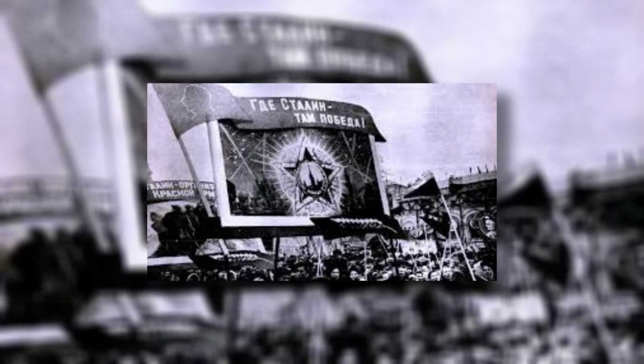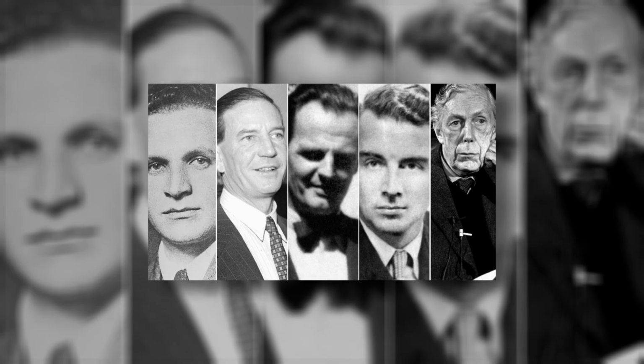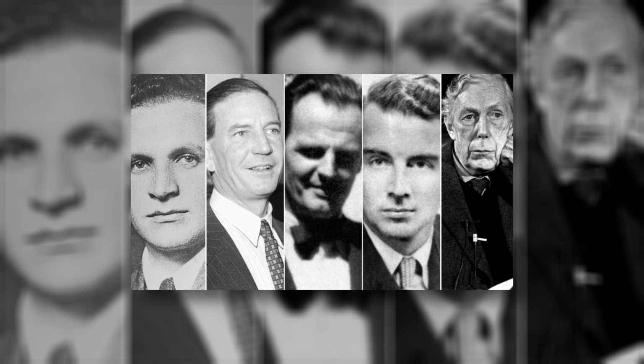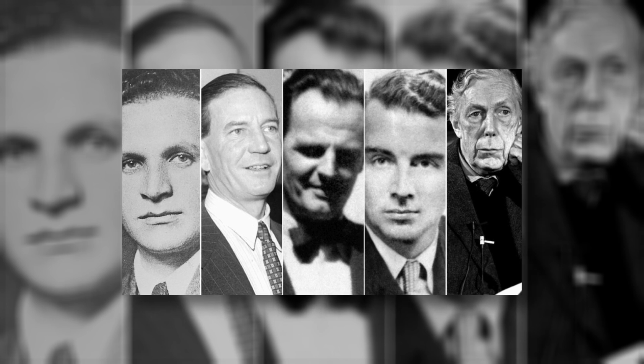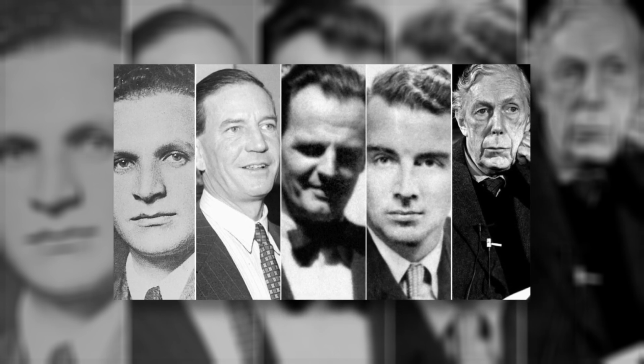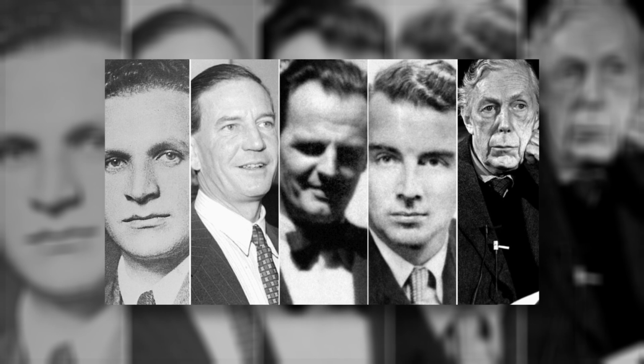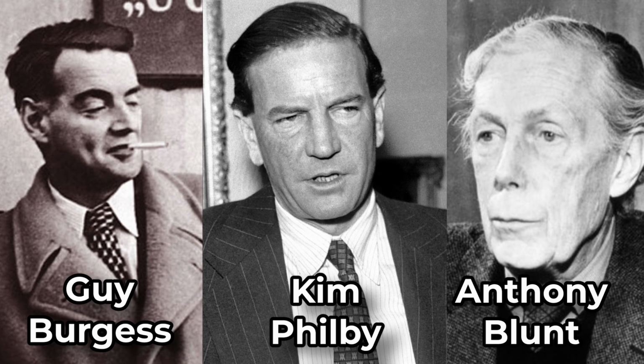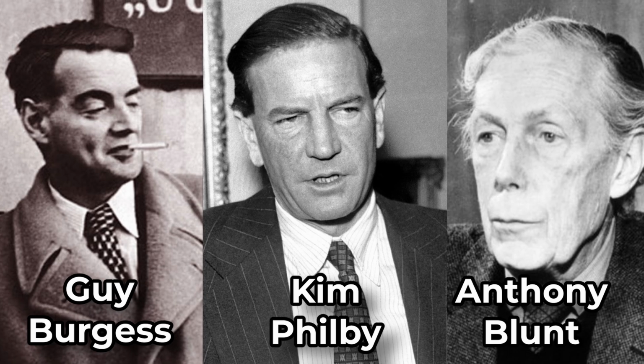As the Cold War intensified, espionage became a crucial battlefield. One of the most infamous spy rings was the Cambridge Five, British double agents who secretly passed classified intelligence to the Soviet Union. Recruited during their university years in the 1930s, members such as Kim Philby, Guy Burgess, and Anthony Blunt infiltrated British and American intelligence agencies.